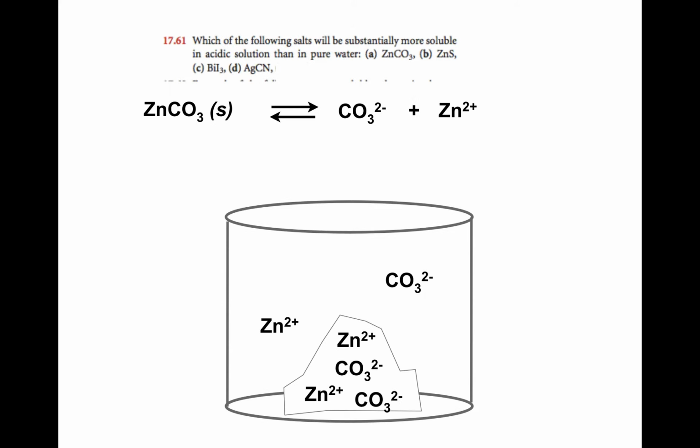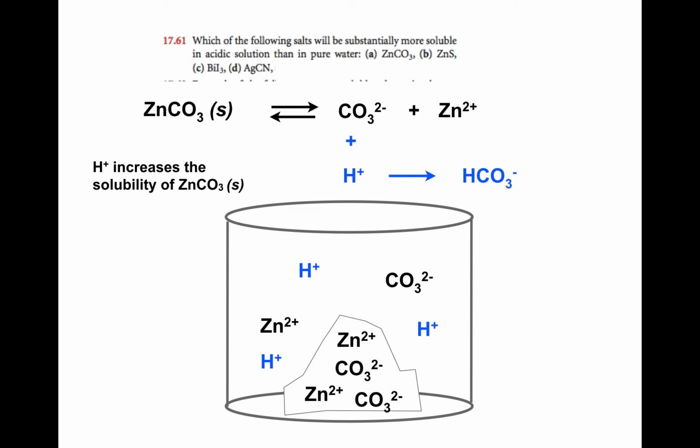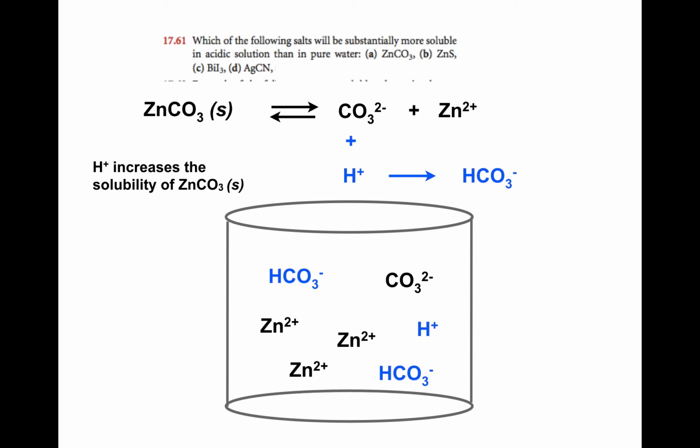Which of the following salts will be substantially more soluble in an acidic solution than pure water? All right, so what we're looking for here is conjugate bases of weak acids. So that's carbonate. If I put acid in this solution, acid is going to take this carbonate out of this equilibrium and shift it towards the product side, right? So as the carbonate concentration goes down, the solubility of zinc carbonate increases, as shown by the increasing zinc concentration.